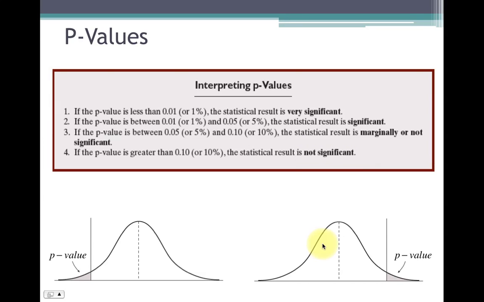A p-value is, as I said before, if we're looking at the right tail, the area up towards positive infinity, or if we're looking at the left tail, the area from negative infinity up to a particular point in the left tail. The p-value is that area that extends either towards negative infinity or towards positive infinity. And what we're going to do is look at p-values and see if they're small enough to reject what's being stated about the population.